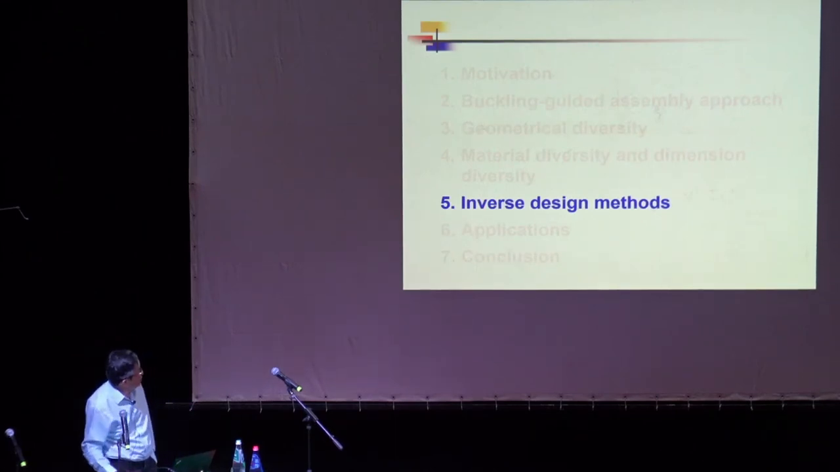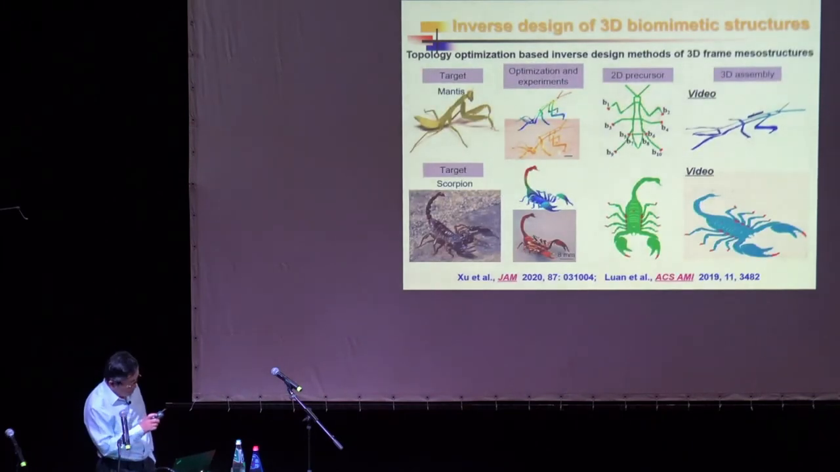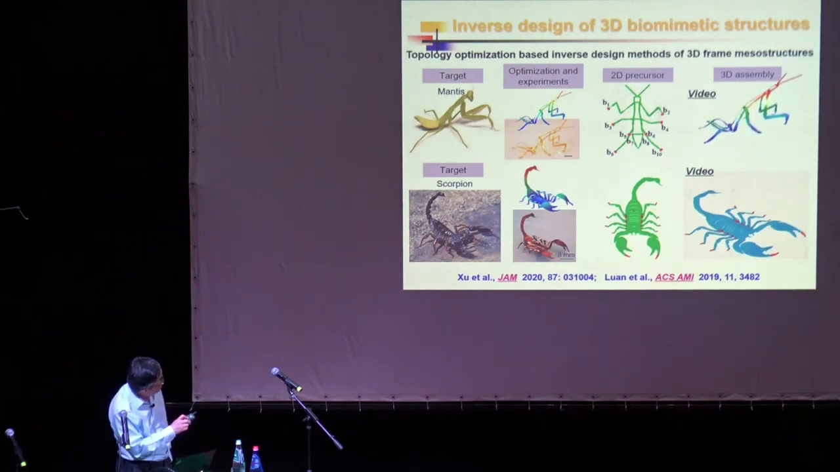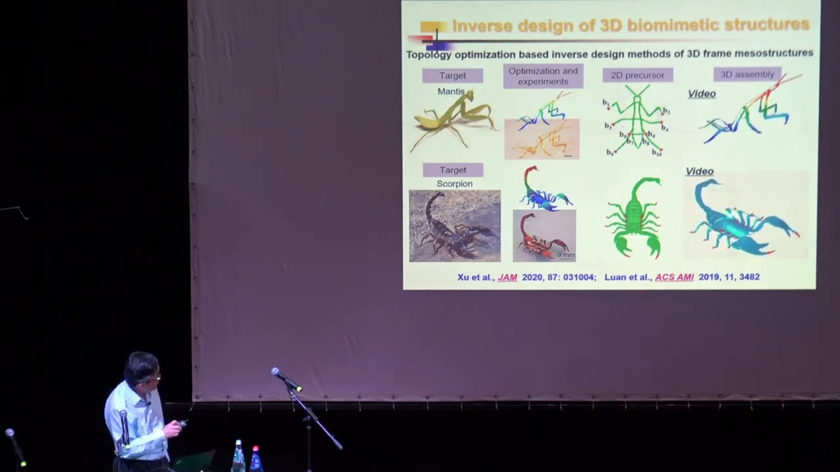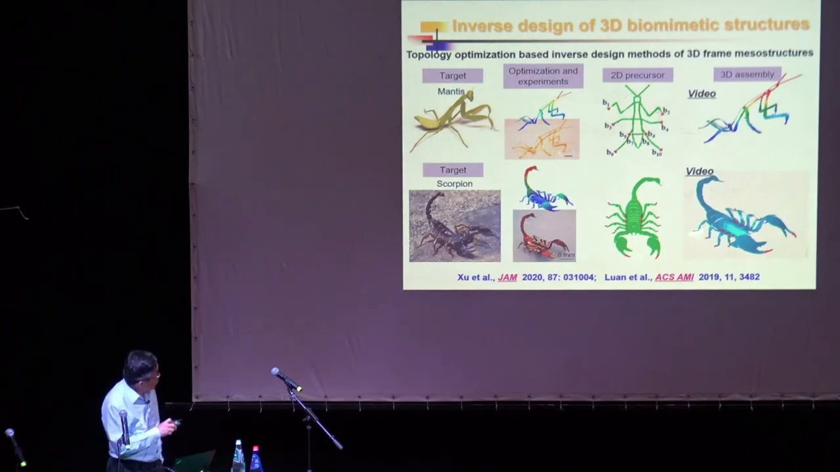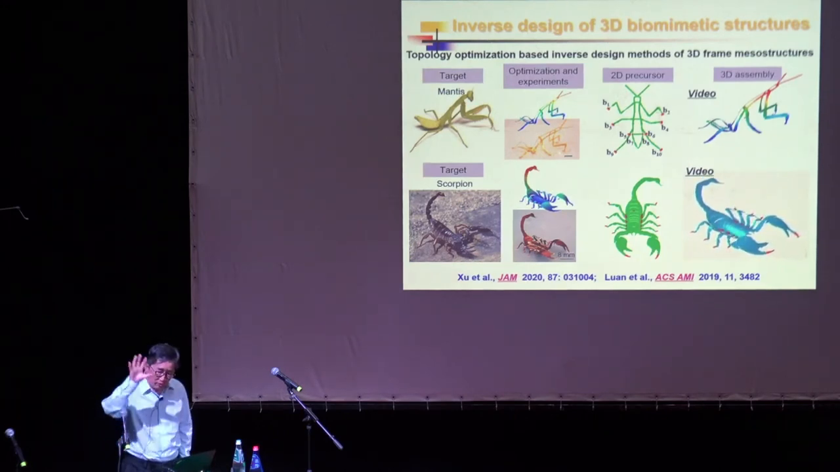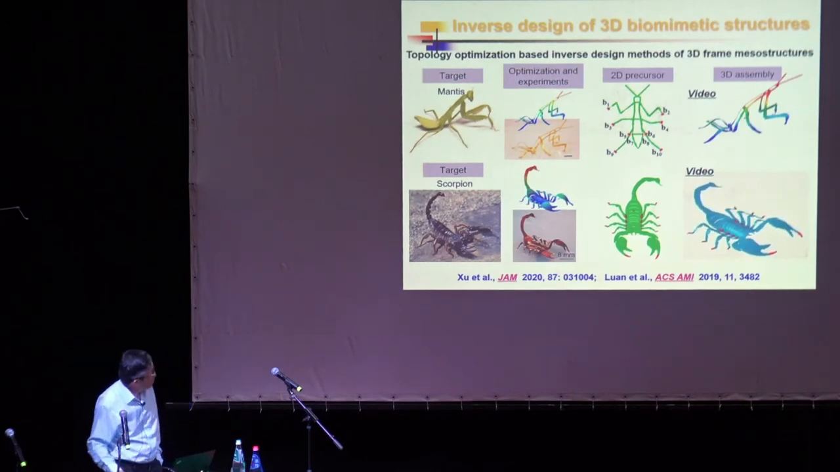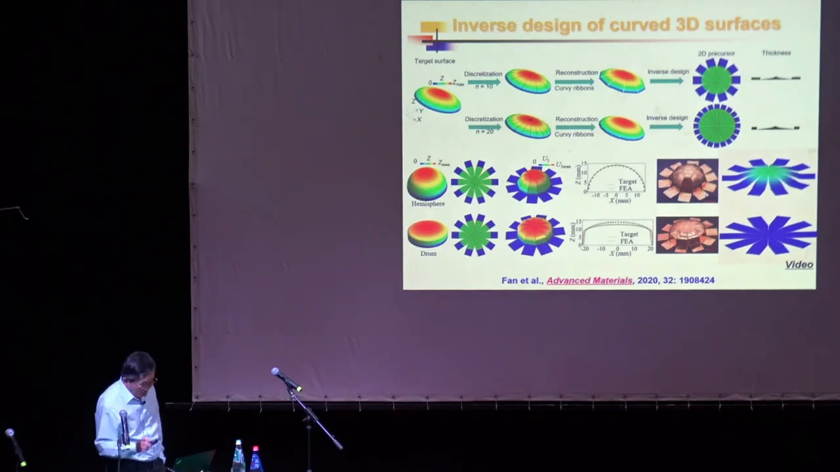And let me illustrate our approach here. This is a video, it starts from flat of a mantis. Initially it's flat, and it pops up into 3D. This is a scorpion, okay. You probably don't see on this slide, but it really starts from flat and pops up into 3D. And what is the general approach for our inverse design? When you have a 3D shape, how do we design the 2D? And let me show you the approach here. This is the hemisphere.